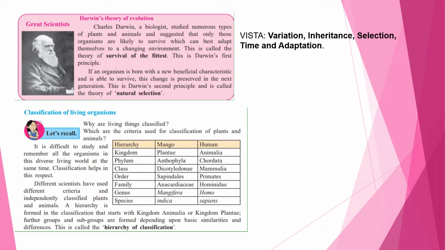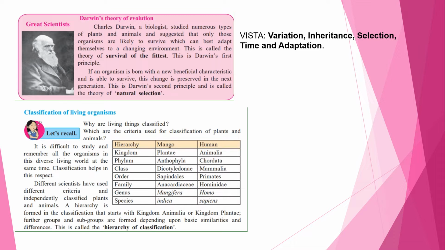Why are living things classified? Which are the criteria used for classification of plants and animals? Why are these living things classified? Because it is very difficult to study and remember all the organisms in this diverse living world. We can see everywhere different types of plants and animals, and it is very difficult to study them and to remember them. So it is important to classify them.